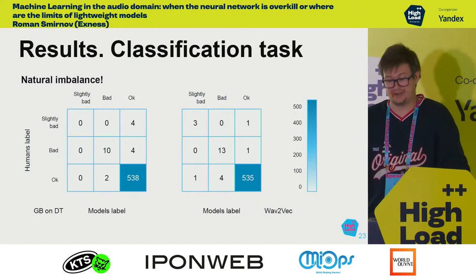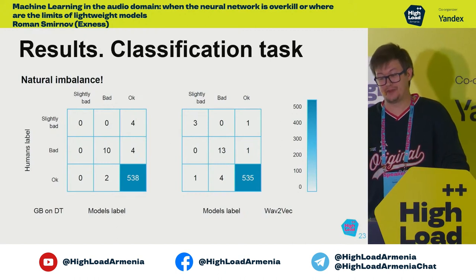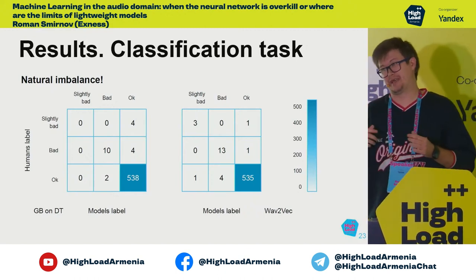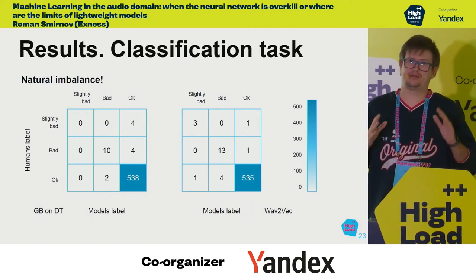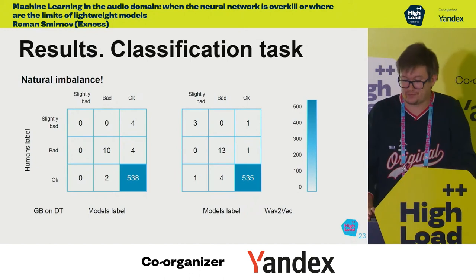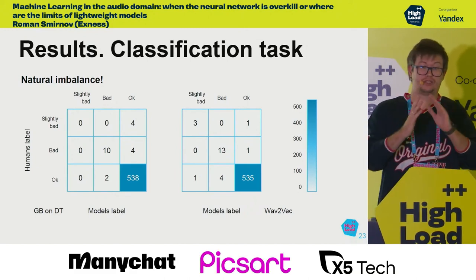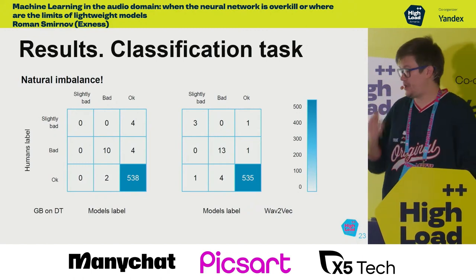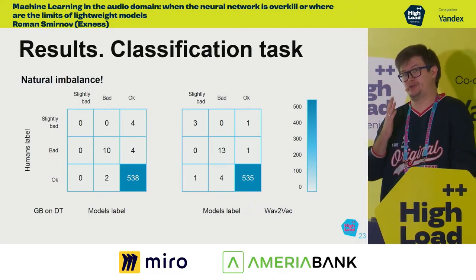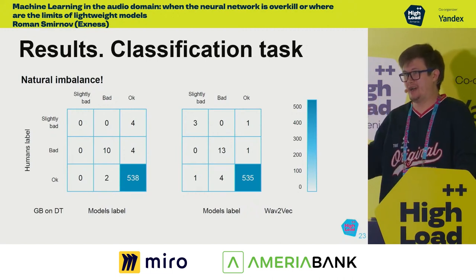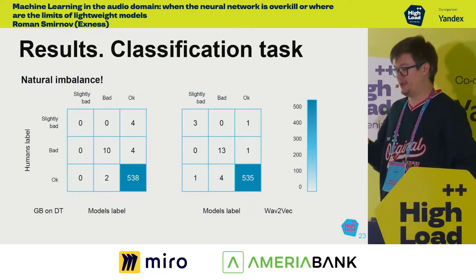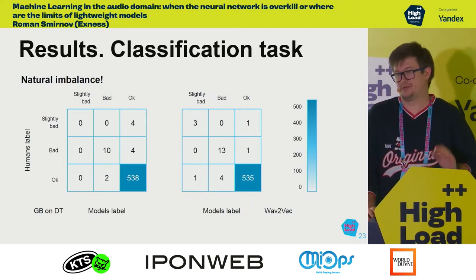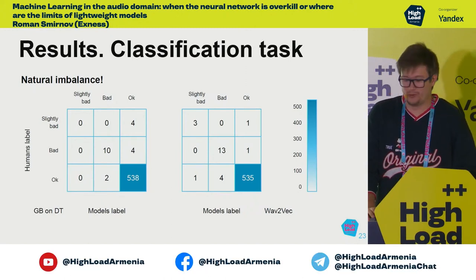I was surprised and I listened to these audios, and these were audios that really had some artifacts in the speech. So we labeled it as okay audio, but in fact, it was not. It was not really bad, but it was not a really good one. So gradient boosting did a good separation between good and bad, but it can't understand slightly bad audios. On the other hand, the wave-to-vector model also made a good separation between good and bad audios in this highly imbalanced data set, but it also performs well on slightly bad audios. I'm just describing, not giving any hints about what is better.